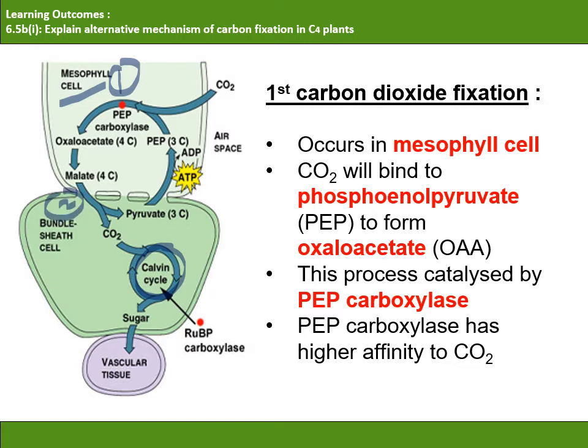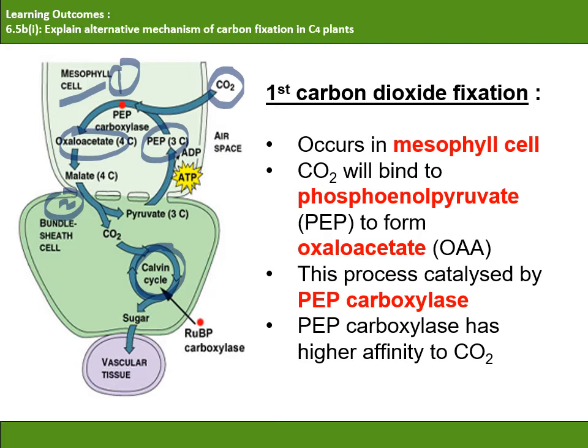So we look to the first carbon dioxide fixation. This process occurs in the mesophyll cell, where carbon dioxide will bind to phosphoenolpyruvate to form oxaloacetate. This process is catalyzed by PEP carboxylase, because PEP carboxylase has a higher affinity towards carbon dioxide rather than RuBP carboxylase oxygenase.